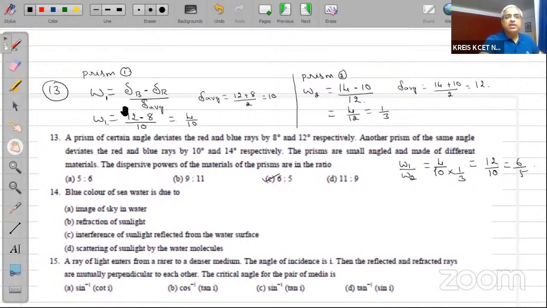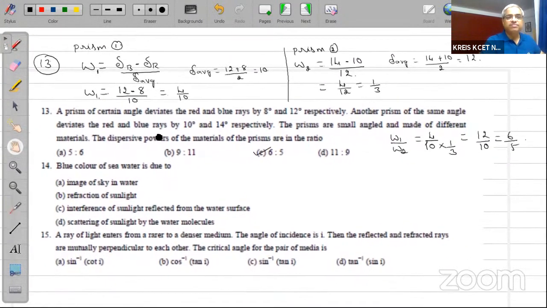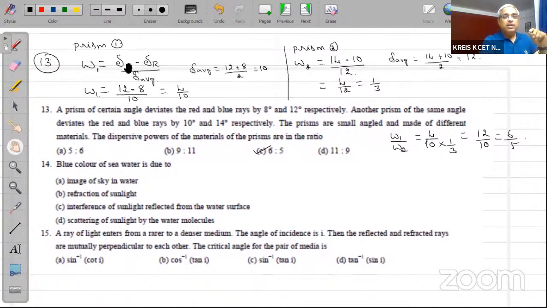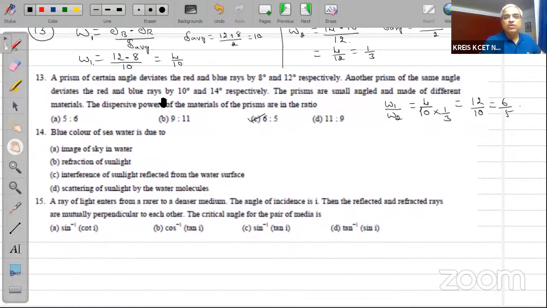Very important idea. Dispersive power is in fact given in this particular fashion. Okay, angular dispersion divided by net deviation or the average deviation is what is dispersive power. They have given an opportunity here to use that formula very well.